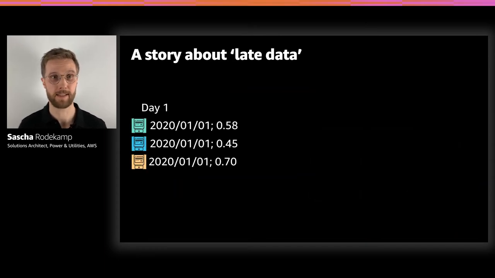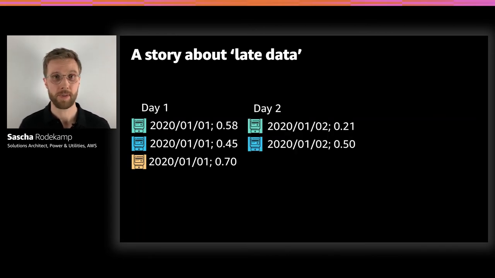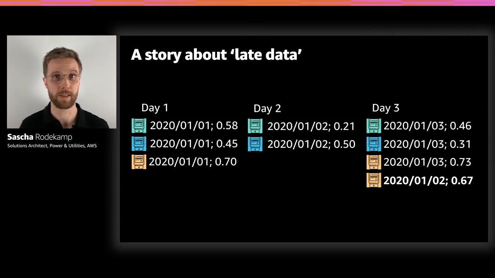Take this as an example. On day one, we have the 1st of January. We are getting reads from all our meters as expected. On day two, the 2nd of January, the orange meter seems to have a defect. So we are only getting meter reads from the green and the blue meter. Then finally on day three, the 3rd of January, we have the orange meter working again and we get the expected reads from the green, the blue and the orange one for the 3rd. But we also get an additional read from the orange meter for the 2nd of January. And that's what we call late data.